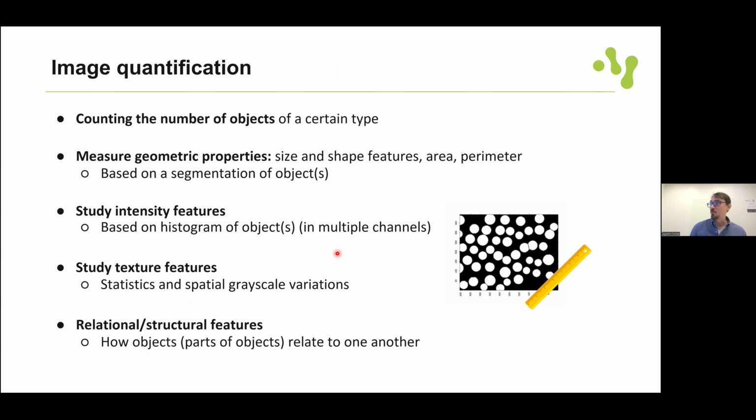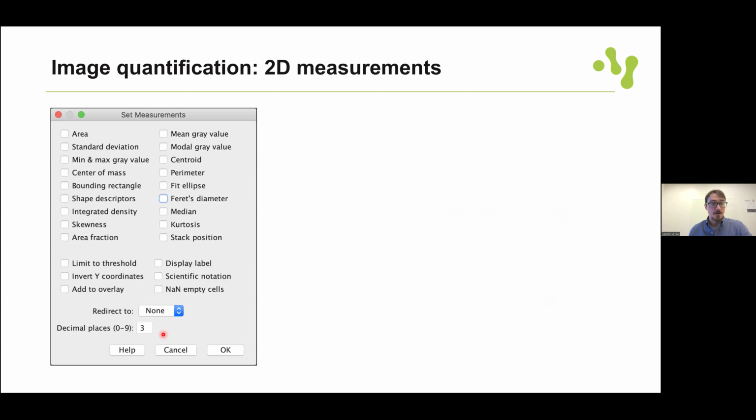I hope you bear with me for the last couple slides. These are quite fast. So once we have our instance segmentation, we can think about counting the number of objects or measuring some geometric properties or morphometry, studying intensity features, texture features, or relational features between one another, such as for localization. This is often done in Fiji.